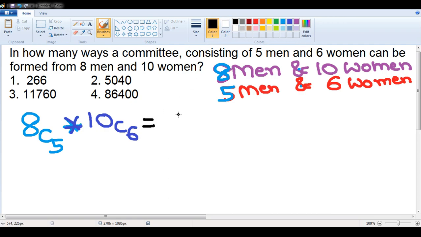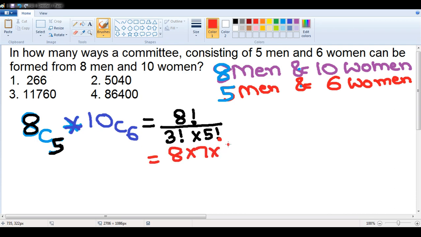Let me simplify. 8 factorial. 8 minus 5 is 3, and the difference is smaller than 5. So I will do it in the normal way initially for you to understand. It is 8 factorial divided by 3 factorial into 5 factorial. I should cancel the 5 factorial, so I will write till 6 and stop, so that 5 factorial can be neglected. It is 8 into 7 into 6 divided by 3 factorial, since the 5 factorial cancels.